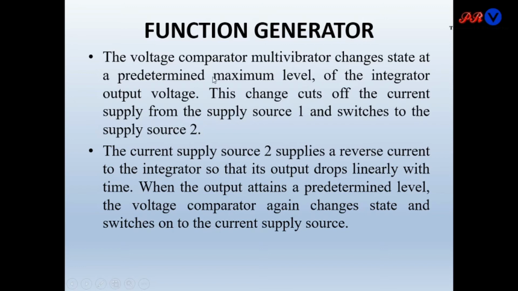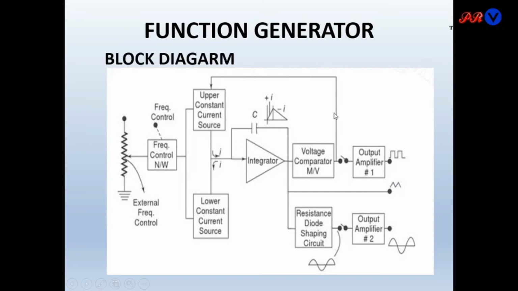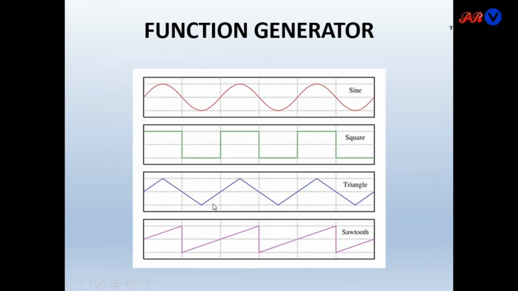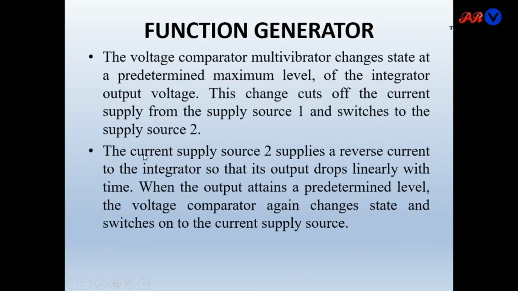When it reaches the predetermined maximum level, this change cuts off the current supply from source 1 and switches to supply source 2. Means this supply source is now cut and it switches to the lower constant current source. Now the current supply source 2 supplies a reverse current to the integrator, so its output drops linearly with time.